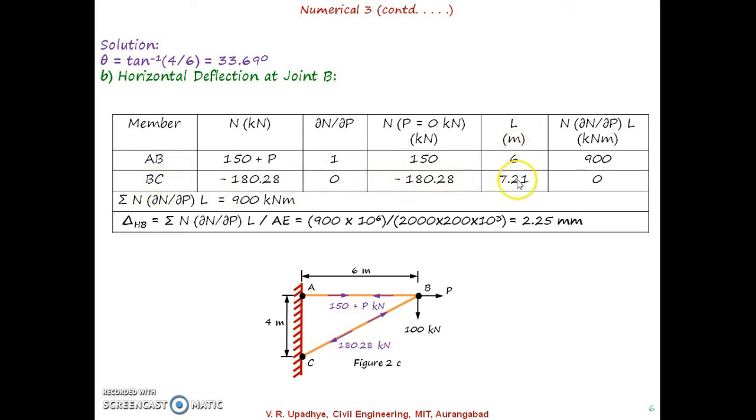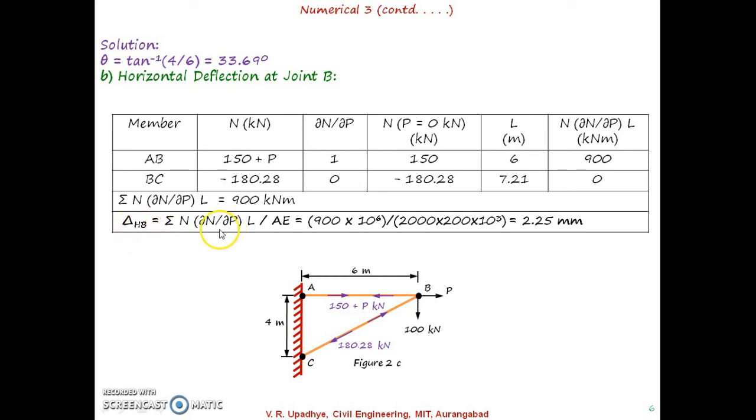Now lengths are known, and then we can go for calculating n, that is column 4, multiplied with del n by del P, that is column 3, and multiplied with the length, that is in column number 5. So n del n by del P L for the first member becomes 900, and in the second member, as del n by del P is 0, this calculation will be 0. The summation of these two gives us summation n del n by del P into L, that is 900 kilonewton meter.